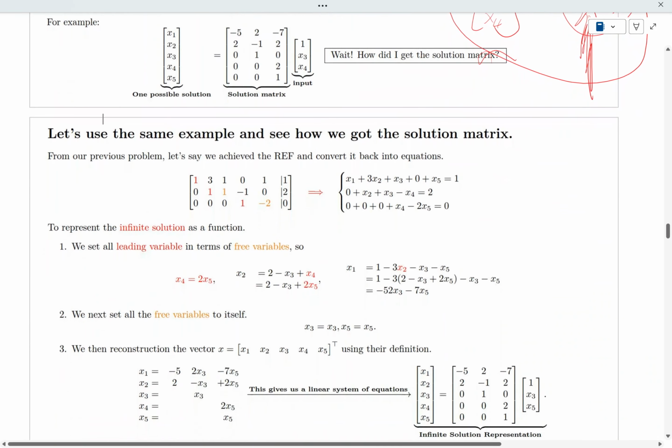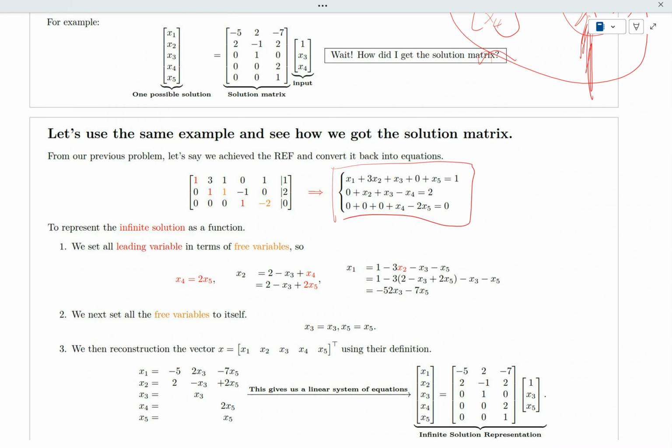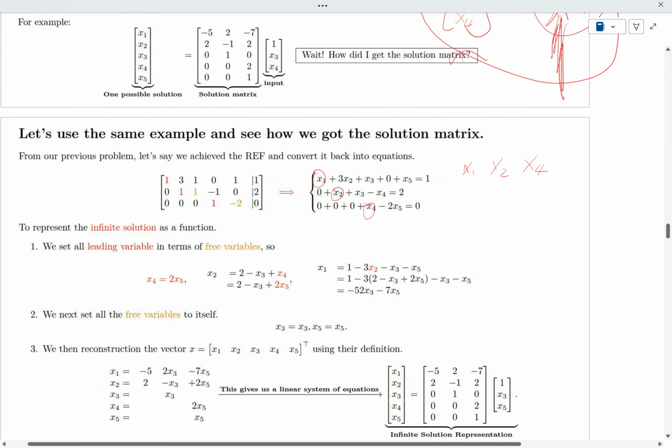From our previous problem, this was a problem we solved. This was the augmented matrix, and this was the system of equations we're trying to solve. We're trying to figure out what x1, x2, x3, x4, x5 are. In this particular case, we know that x1, x2, and x4 are leading.